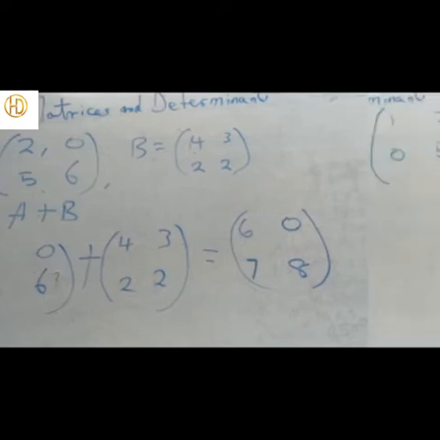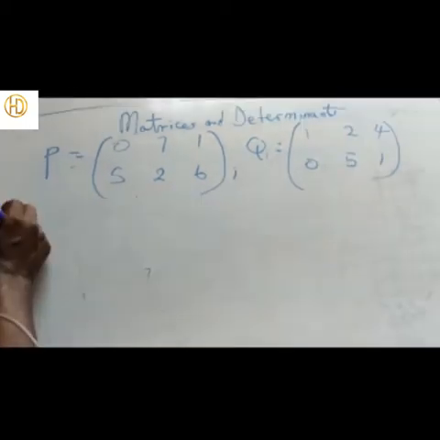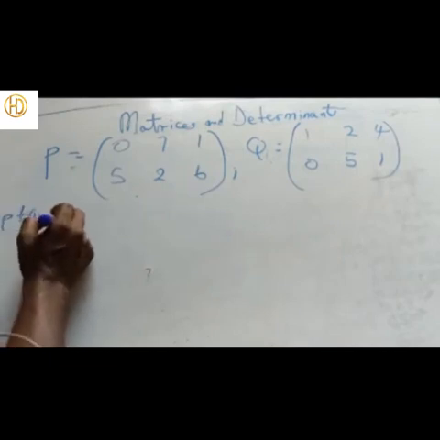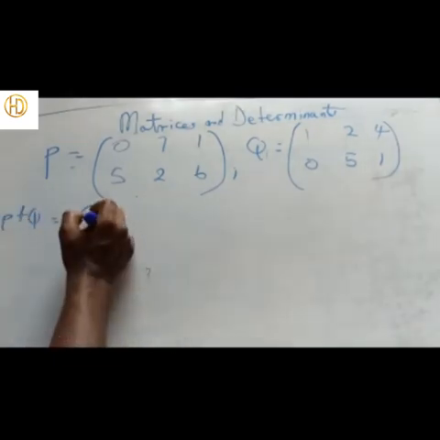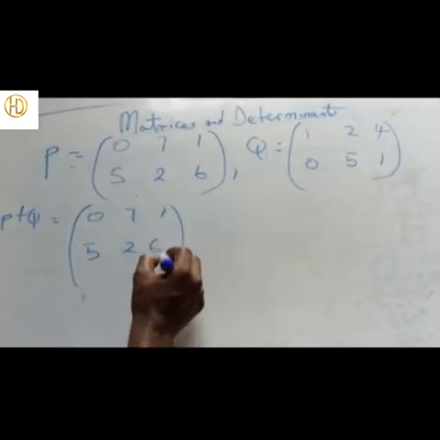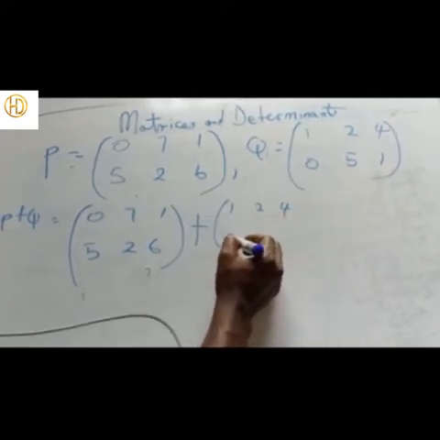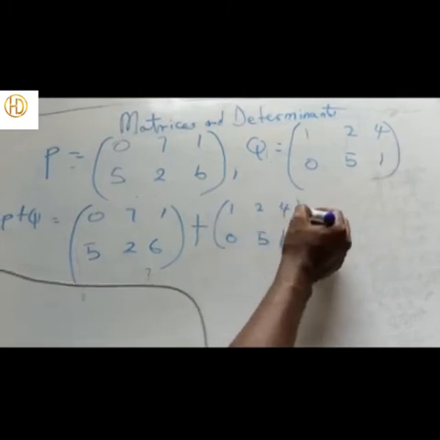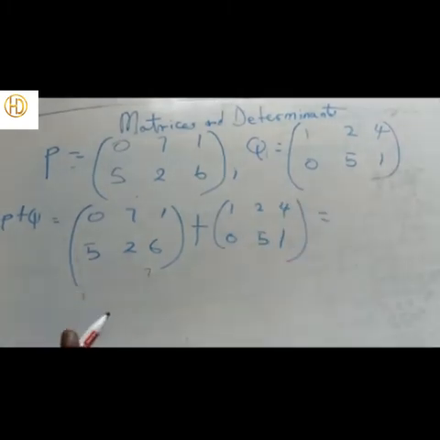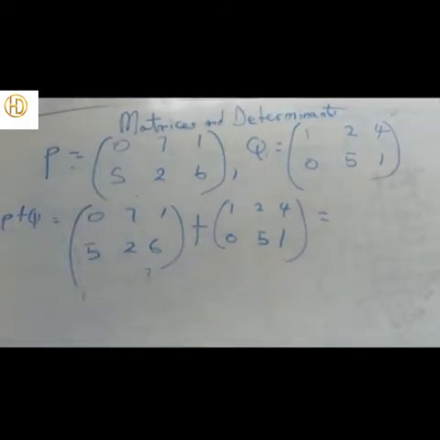Okay, let's have another example. How do we do this? To find P plus Q, let's start. P plus Q will be equal to what you have here, 0, 7, 1, 5, 2, 6 plus 1, 2, 4, 0, 5, 1. So let's add up. These are 2 by 3 matrices, and it will also give us a 2 by 3 matrix.